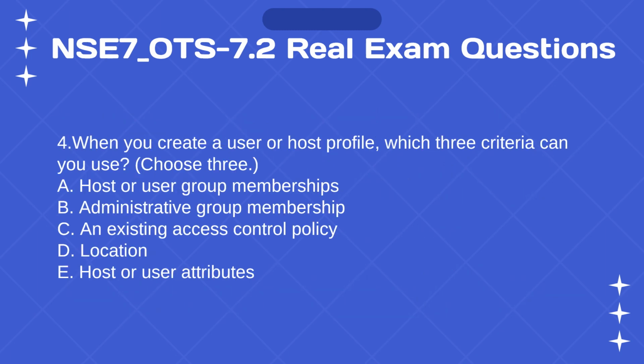4. When you create a user or host profile, which 3 criteria can you use? Choose 3. A. Host or user group memberships. B. Administrative group membership. C. An existing access control policy. D. Location. E. Host or user attributes.